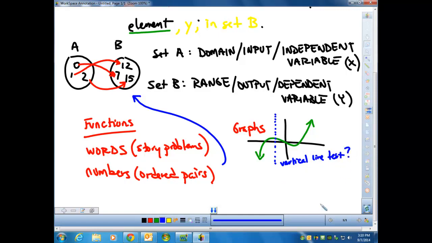And then obviously functions can be expressed as equations, and that's where we really see a lot of them in this class, how to work with those.